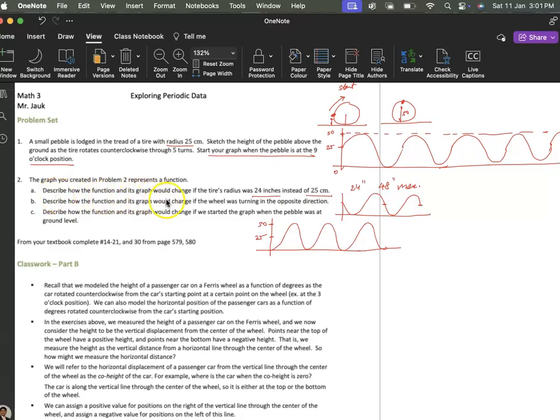Describe how the function and the graph would change if the tire radius was 24 inches instead of 25 centimeters. The maximum point would change and it would become 24, 48. 24 and 48. Yeah. Correct.